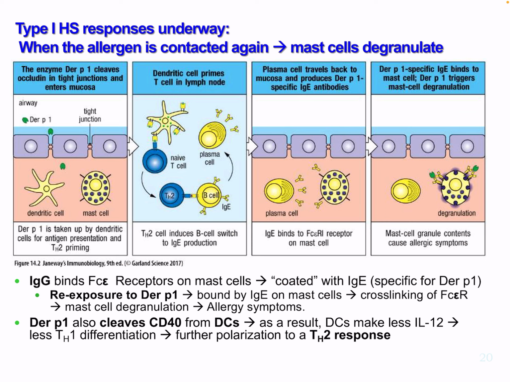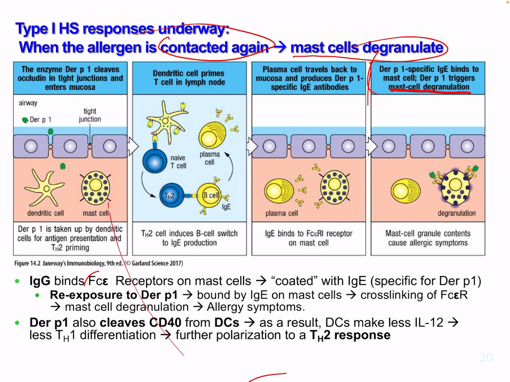As I said, when the antigen is encountered again, this is when we can have our issues. This is when our mast cells degranulate. As I said, we have our first steps that we already talked about. We have another reaction, we encounter the antigen again. Der p 1 specific IgE binds to mast cells, and Der p 1 triggers mast cell degranulation.